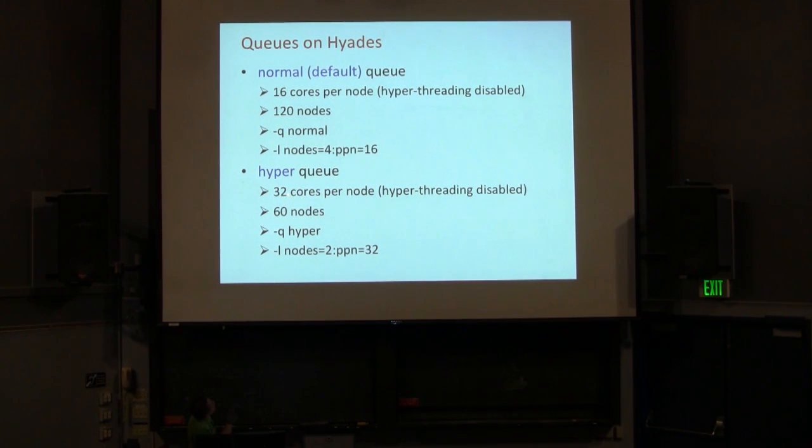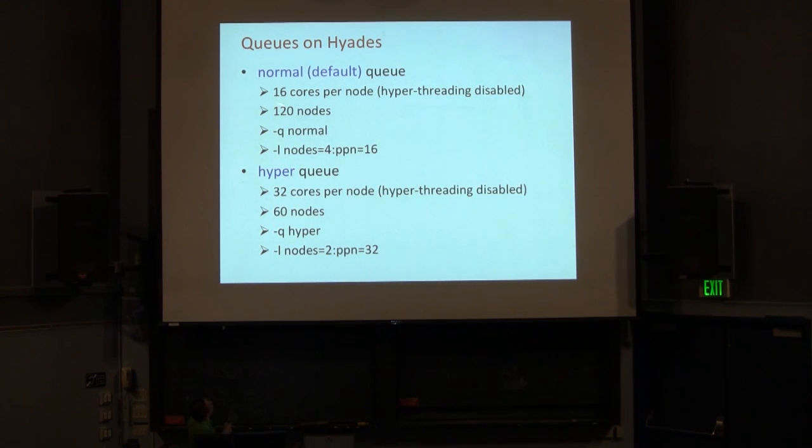Okay, so in that case, this gives you cheaply double the core count. So you should run your code on both the normal queue and the hyper queue, and see whether your code runs about the same speed on both queues. If it does, you should definitely use that, because that saves more resources here.